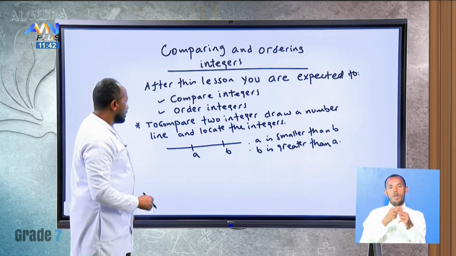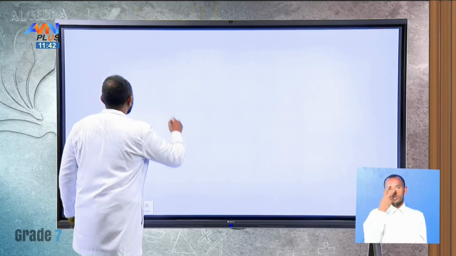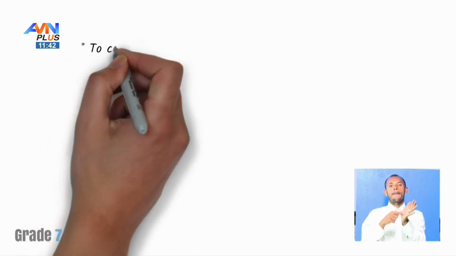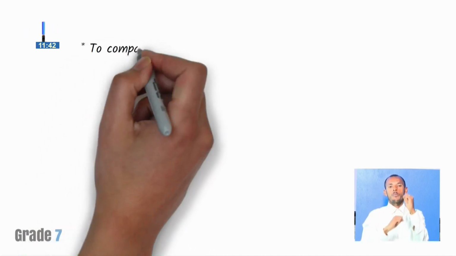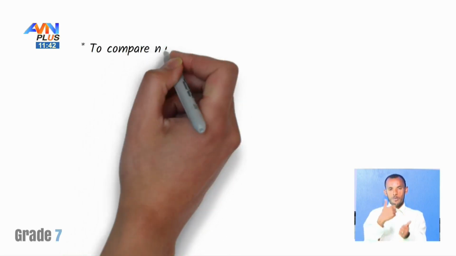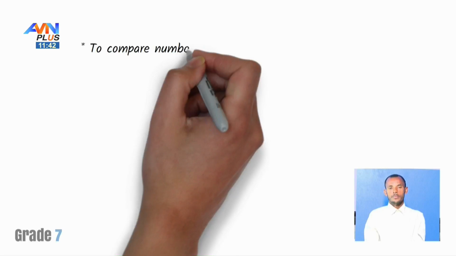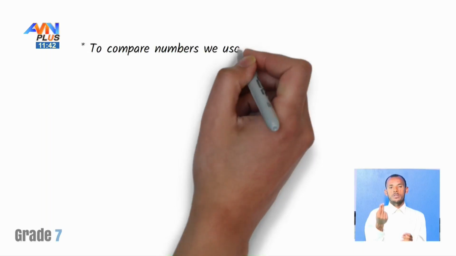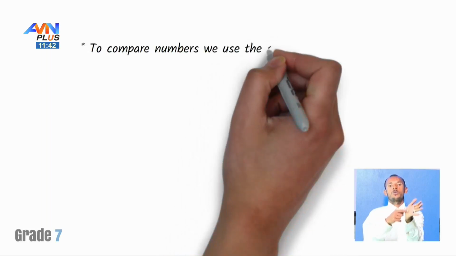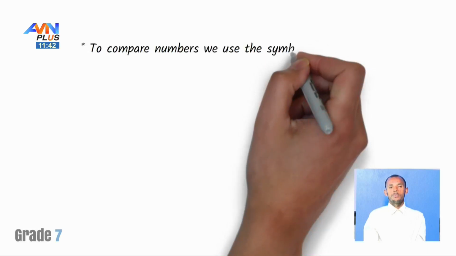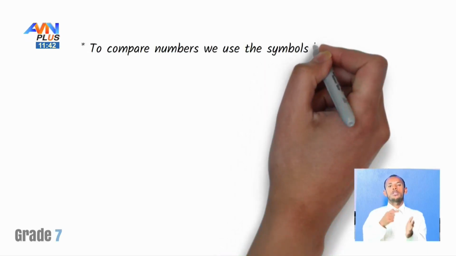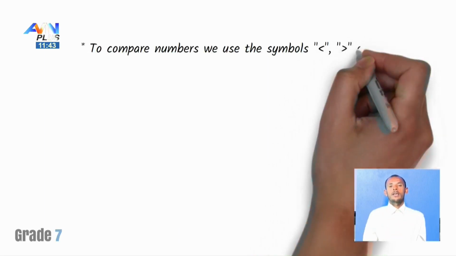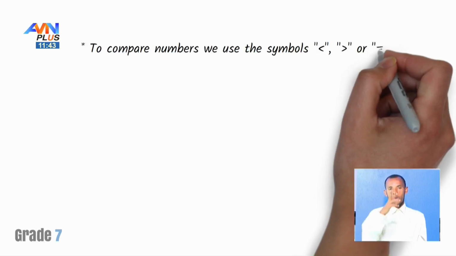Now, let's continue. To compare numbers, we use the following symbols: less than, greater than, or equal.